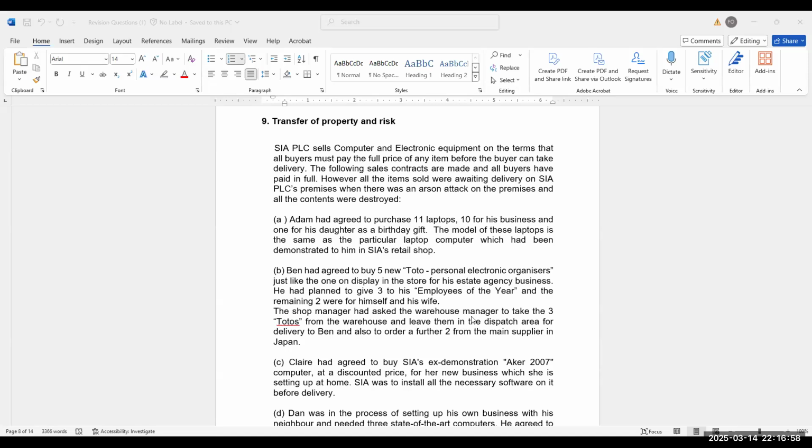Under Section 18, Rule 1, when there's a contract for the sale of specific goods and they are in a deliverable state, property passes at the time of the contract, and it doesn't matter that payment or delivery or both are postponed. In relation to Rule 2, when there's a contract of sale of specific goods and something needs to be done to put them in a deliverable state, property doesn't pass until that thing has been done and the buyer has notice. So we want to ask ourselves, what's the meaning of specific, unconditional rather?